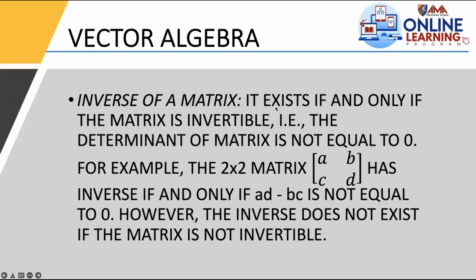It exists if and only if the matrix is invertible. That is, the determinant of a matrix is not equal to 0. Okay, and that determinant, the one I showed to you a while ago, is AD minus BC. I think you heard about the determinant in high school, when you solve systems of linear equations in 2 variables. Remember, you have substitution, elimination, but there's also this method, the determinant. I don't know if you discussed it.